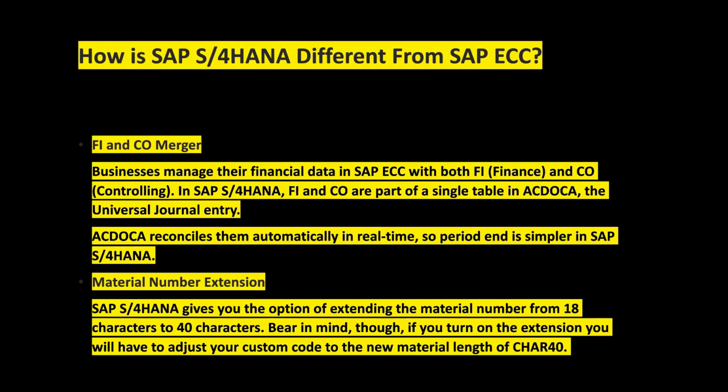Now, for those of you within the SAP Material Management module, this is one key change that we have seen. All right, so let's cover this. In S4HANA, we have noticed that you have the option of extending the material number from 18 characters to 40 characters. Bear in mind though, if you turn on the extension, you will have to adjust your custom code to the new material length of 40 characters. Okay?